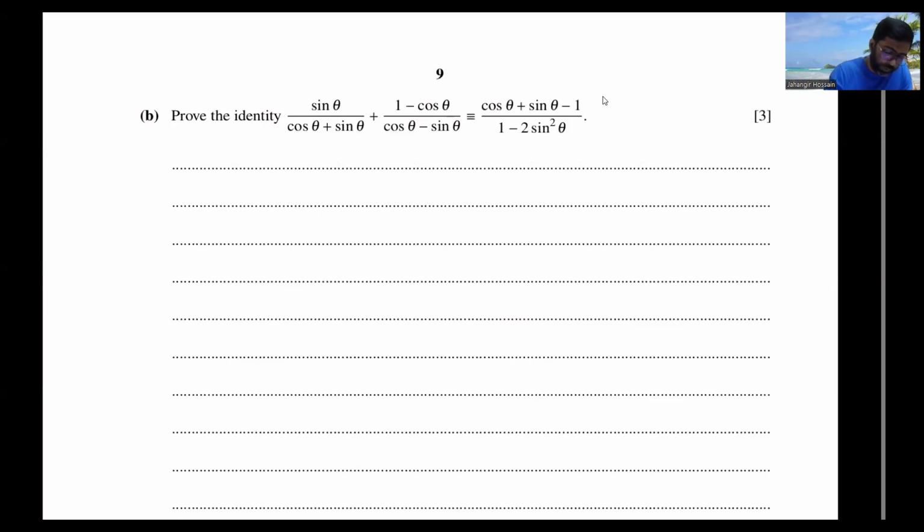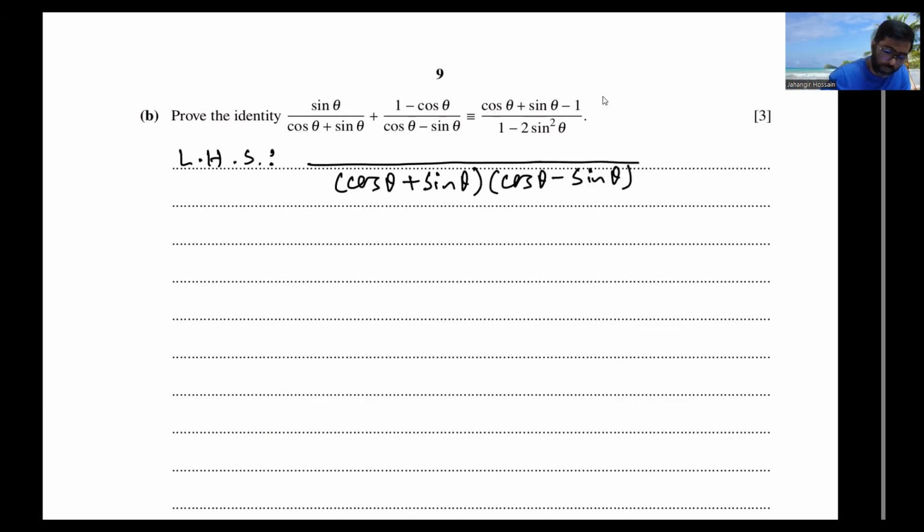Here we have two different fractions. We'll convert them into a single fraction on the left hand side, so directly do the LCM. Since the denominators are different, the LCM will be the product of these two denominators. Now we have to multiply sin theta with the denominator of the second fraction, cos theta minus sin theta, and 1 minus cos theta with the denominator of the first fraction, cos theta plus sin theta.